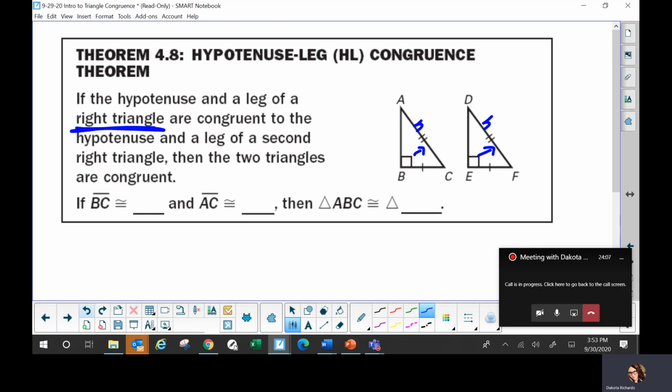So the hypotenuse for the first triangle, well, let's look at the sides first. That's what it gives you first. So the leg BC is congruent to the other leg EF. Okay, and then the hypotenuse would be AC on the first triangle, and then it's going to be DF on the second. Okay, so you only need two components in order for it to be hypotenuse leg. You need the hypotenuse and one of the legs, and it has to be a right triangle. So triangle ABC is congruent to triangle DEF.